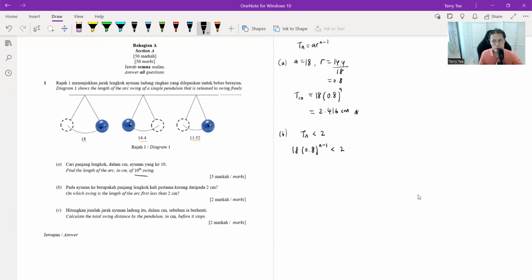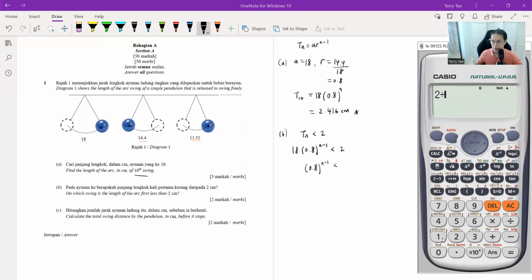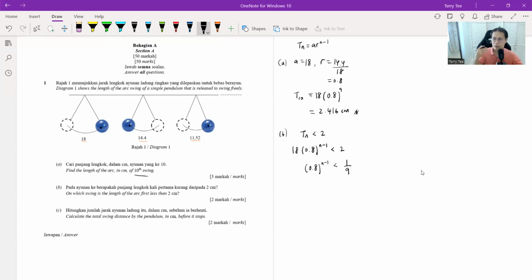To solve this, we have to use logarithm, but first we have to divide. Remember, 18 and 0.8, you cannot multiply them, they don't have the same power. You have to divide instead. We take 2 divided by 18, which gives us 1/9. We cannot solve this directly because 1/9 cannot be written as 0.8 to the power of something. 0.8 to the power 1 is 0.8, power 2 is 0.64, and so on, 0.512 for power 3. You will never get 1/9.